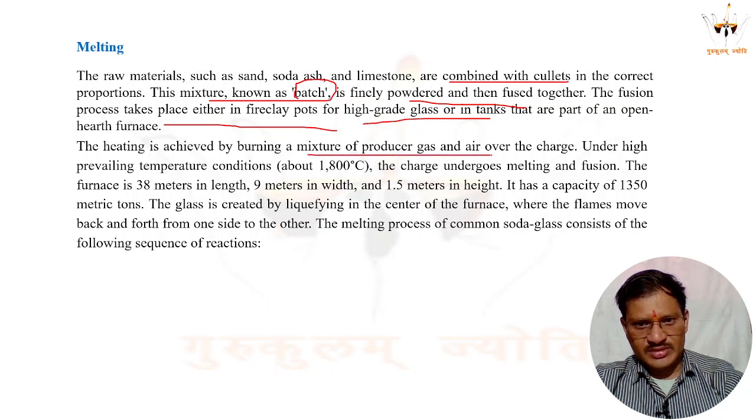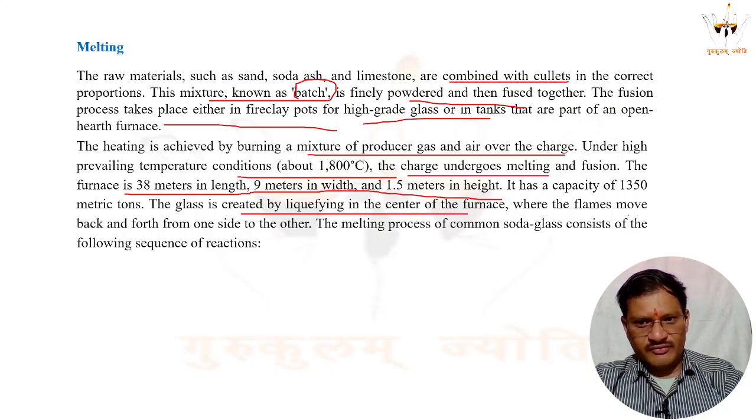The heated material is given the temperature, and the mixture produces gas, and under the high prevailing temperature condition, that is about 800 degrees centigrade, the charge goes through melting and fusion. This furnace is 38 centimeter in length and 9 meter in width and 1.5 meter in height. It has a capacity of 1350 metric ton. The glass is created by liquefying in the center of the furnace, with the flames moving back and forth from one side to another side.